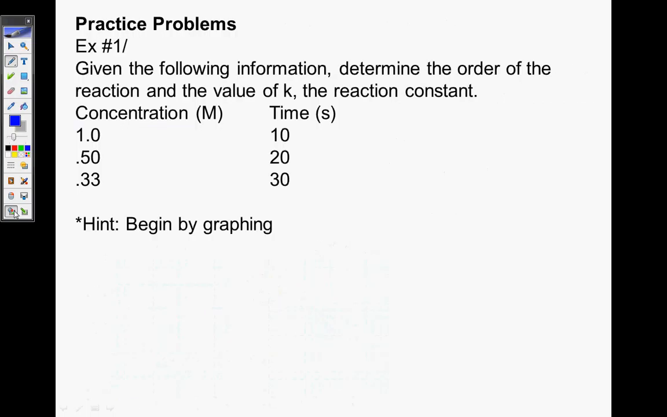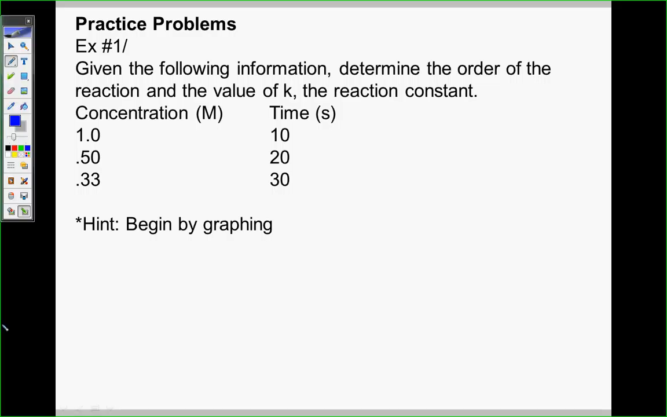Let's try this. Given the following information, determine the order of the reaction and the value of k, the reaction constant. Here's my concentration. What I would do at this point is ln of A, and then 1 over A. So let's see, I think ln of 1 is 0. Anybody have ln of 0.5 for me? I just like it when people are with me. And then ln of 0.33. The natural log of half is negative 0.693, and this one is negative 1.11. Isn't that interesting?